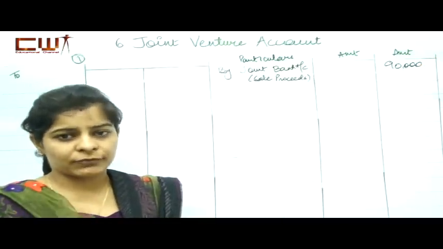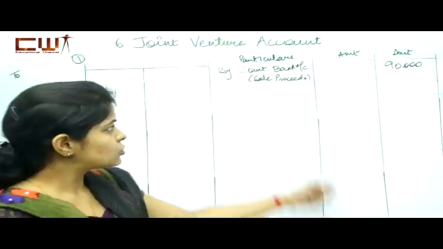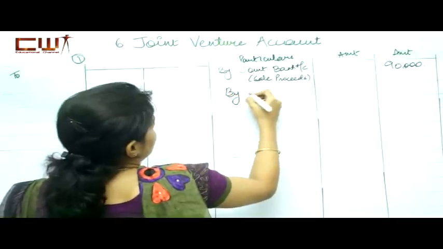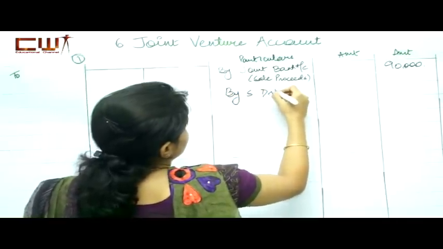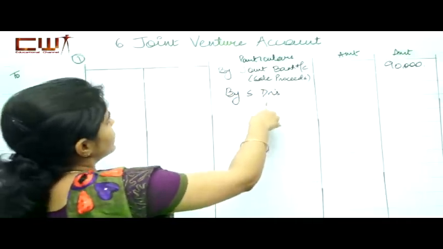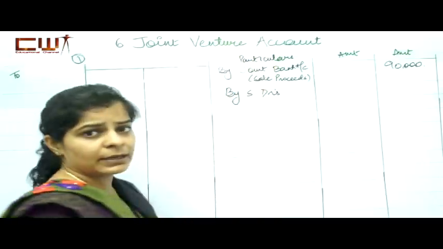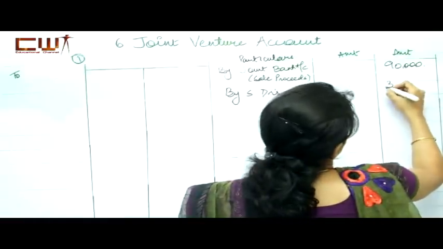What else will come here? Debtors, because you have credit sales also of 30,000. So debtors will also come here, that is by sundry debtors. What is the entry? Sundry debtors account to joint venture account. They will pay, so their account will be debited by how much? 30,000.